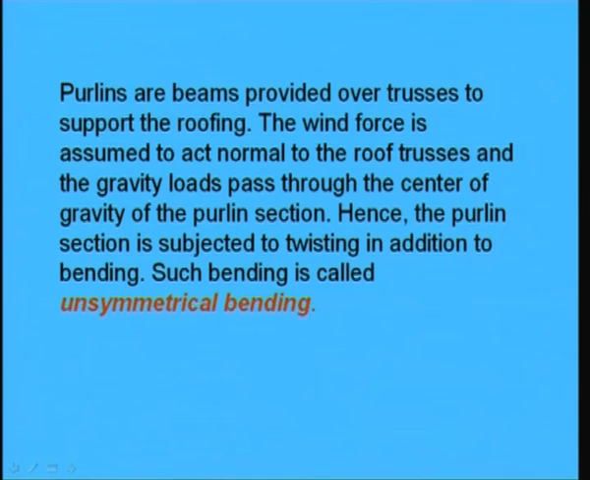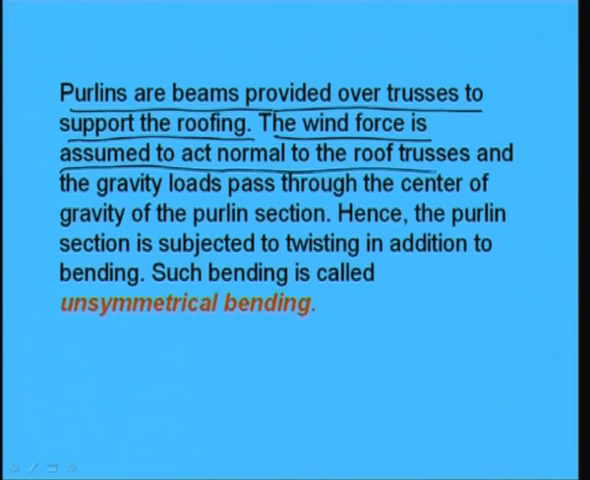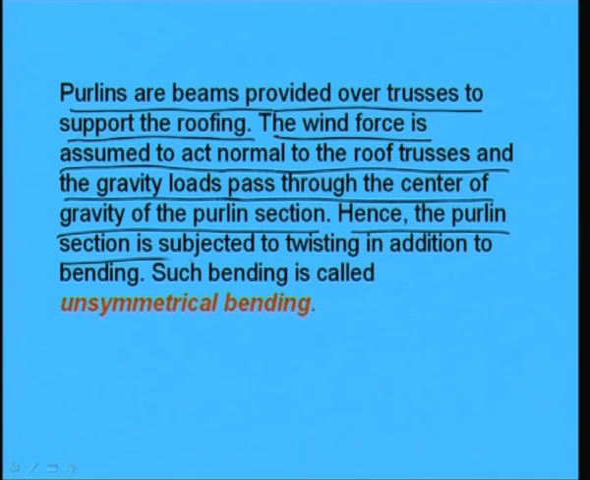What I was telling, that purlins are beams provided over trusses to support the roofing. The wind force is assumed to act normal to the roof trusses and the gravity load passes through the center of gravity of the purlin section. Hence, the purlin section is subjected to twisting in addition to bending. Such bending is called unsymmetrical bending. So, the unsymmetrical bending cases will happen, so I have to find out accordingly the stresses, right.